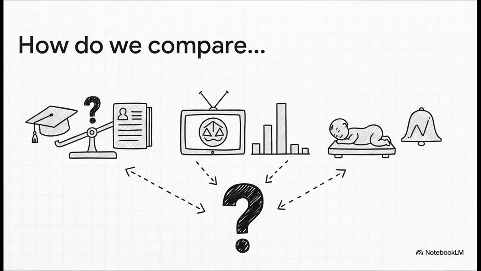I mean, think about it. How on earth does a college compare an SAT score of 1,500 to a GPA of 3.2? Which student is actually doing better? Or how do we know if the 11 million views for a show like Squid Game is a once-in-a-generation hit or just pretty good? Or is a baby weighing 6.9 pounds big, small, or perfectly average? We need a common language to figure this stuff out.